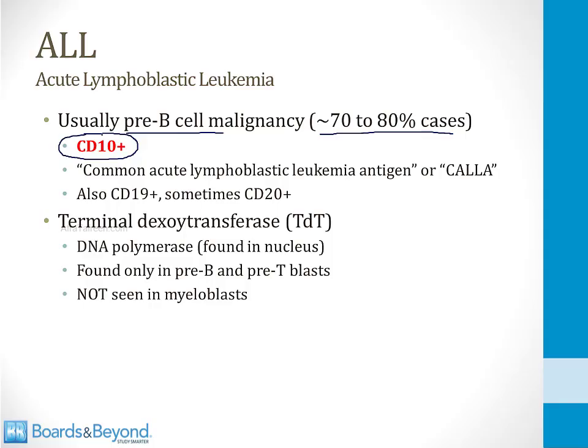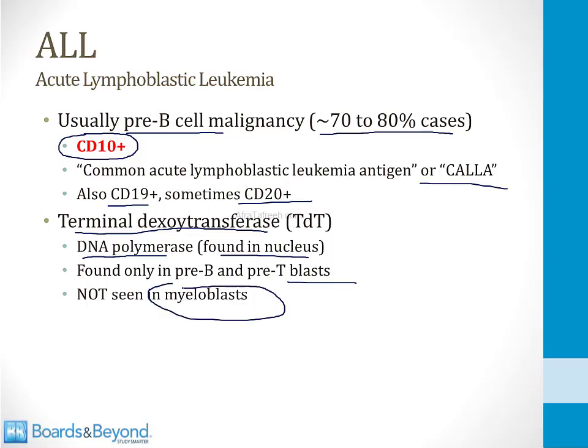In fact, it's sometimes also called the common acute lymphoblastic leukemia antigen, or CALA, and this is because it's found on lymphoblasts in ALL. In addition to being positive for CD10, the lymphoblasts in ALL are also sometimes positive for CD19 and CD20, and that should also make sense to you because, as we just discussed, those are B cell antigens. And then finally, as I mentioned before, lymphoblasts are positive for terminal deoxytransferase, or the TDT enzyme. This enzyme is a DNA polymerase. It's found in the nucleus of blasts. It's found only in pre-B and pre-T cell blasts. It is not found in myeloblasts.